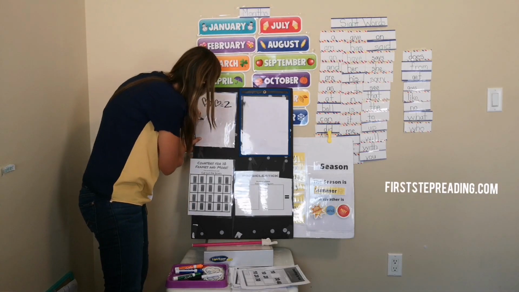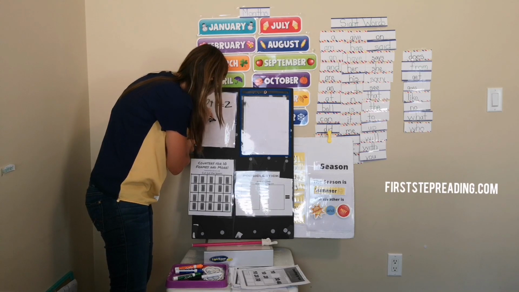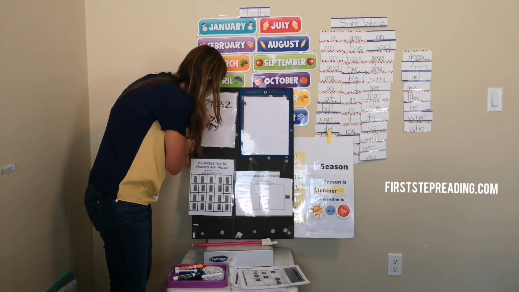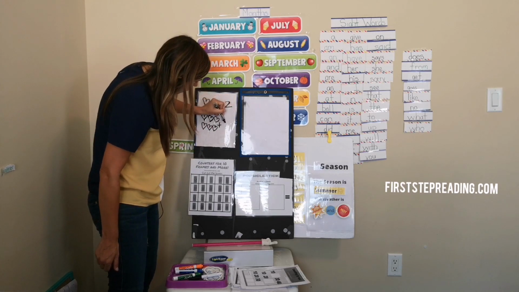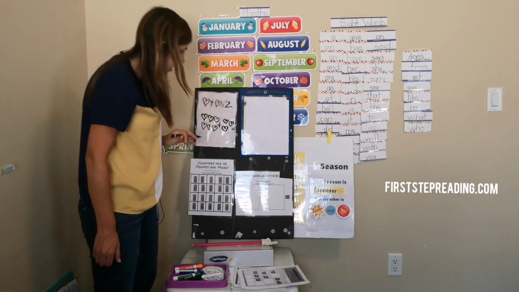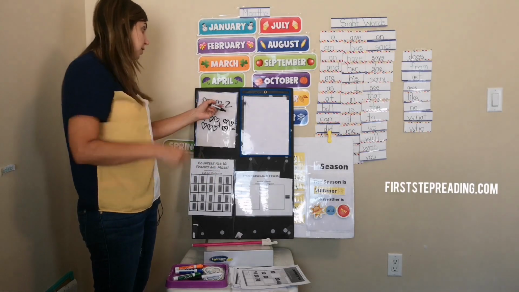So let's say I have 1, 2, 3, 4, 5, 6 hearts plus 1, 2, 3 more. How many do I have? You do it exactly the way you did with the small numbers.